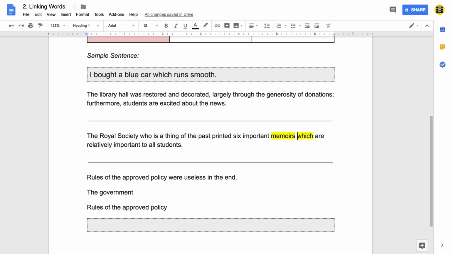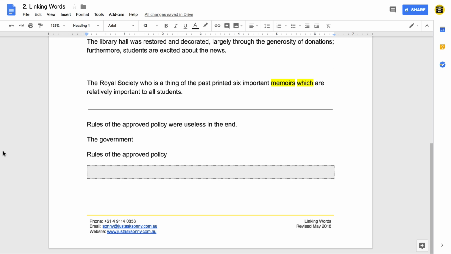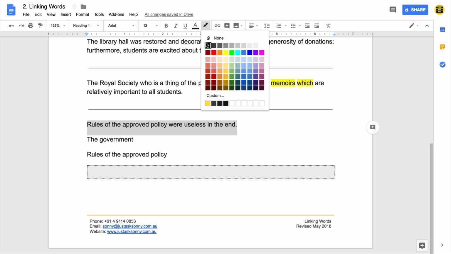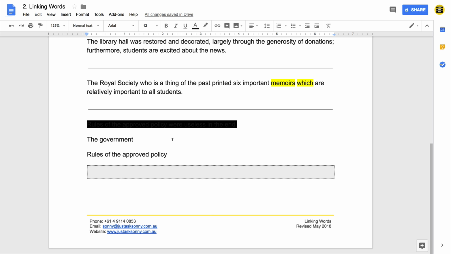So now we will create the complex compound. Take a look at this sample below. I wrote out one sentence already, okay? This is, rules of the approved policy were useless in the end. One sentence. Let's ignore this for now. So we won't be looking at that for now. I want to create two sentences.